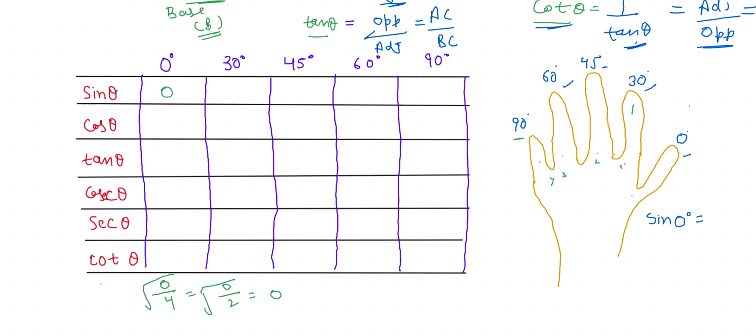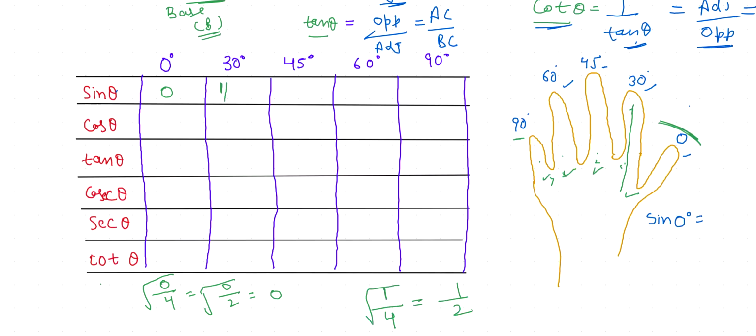Okay. 30 degree, and this index finger is representing 30 degree. Then count the number of fingers to the right hand side of this finger. There is only one finger. So 1, and the remaining fingers, there are 4 fingers: 1, 2, 3, and 4. Then take the under root, that is 1 by 2.